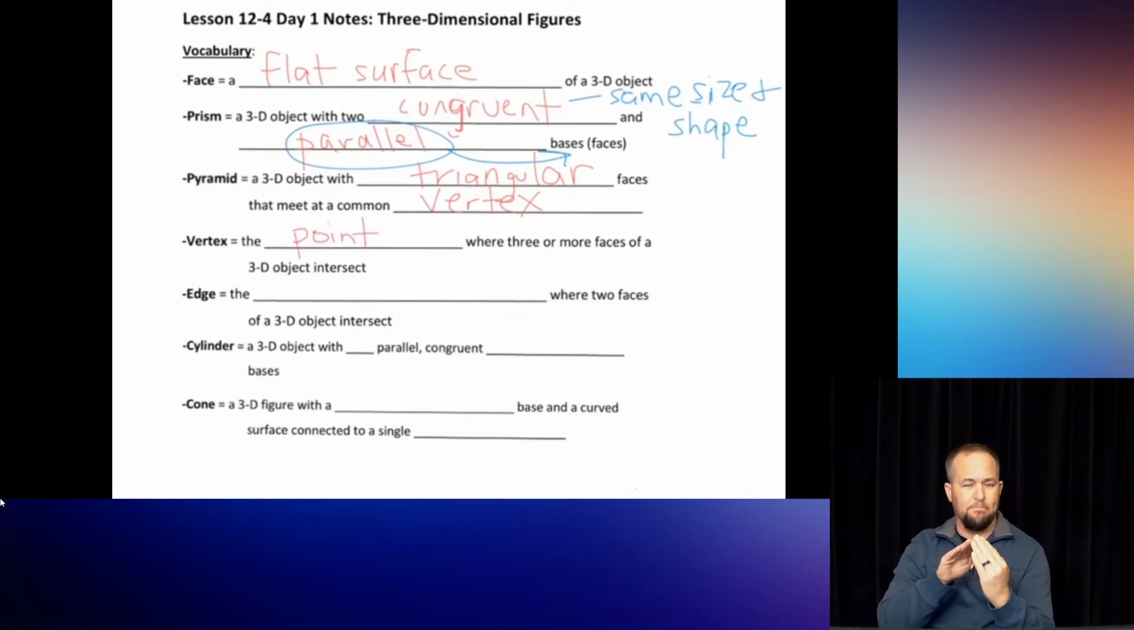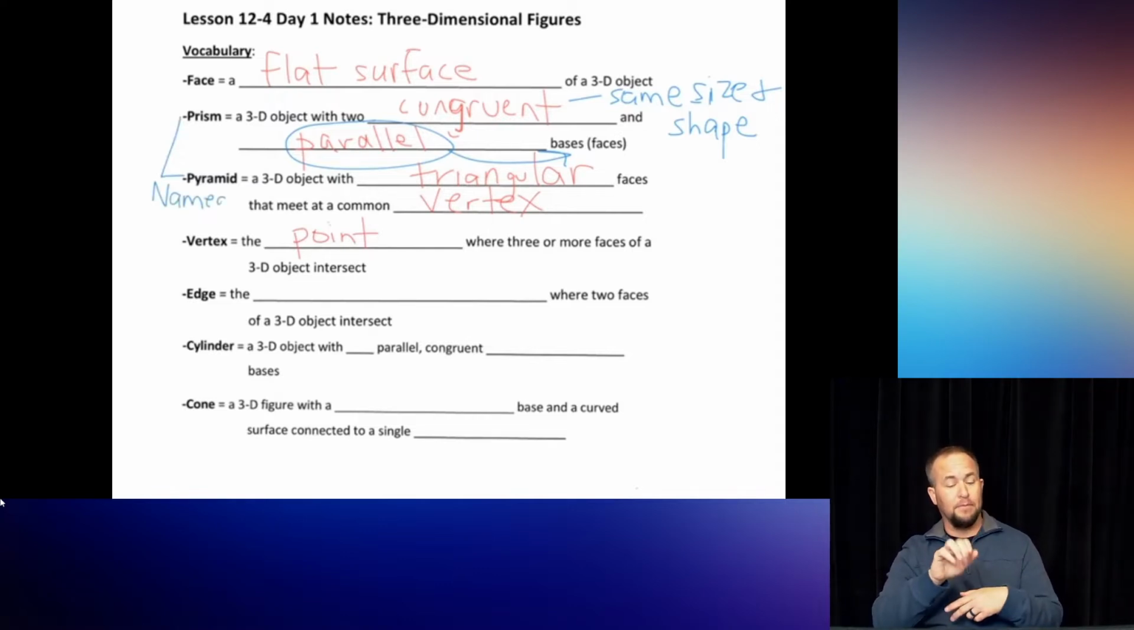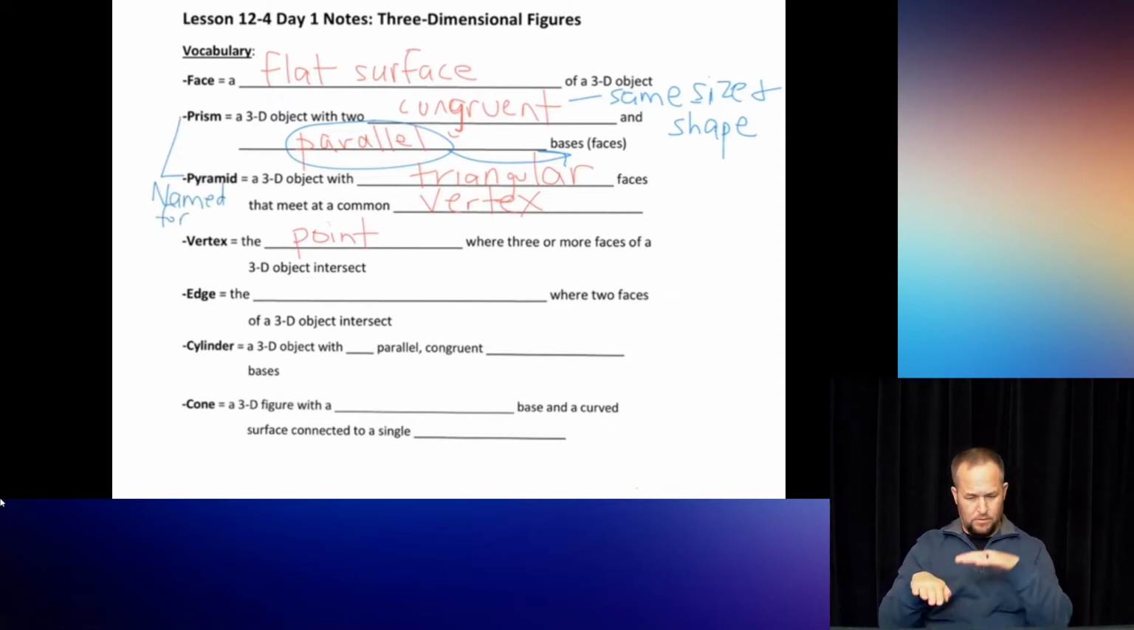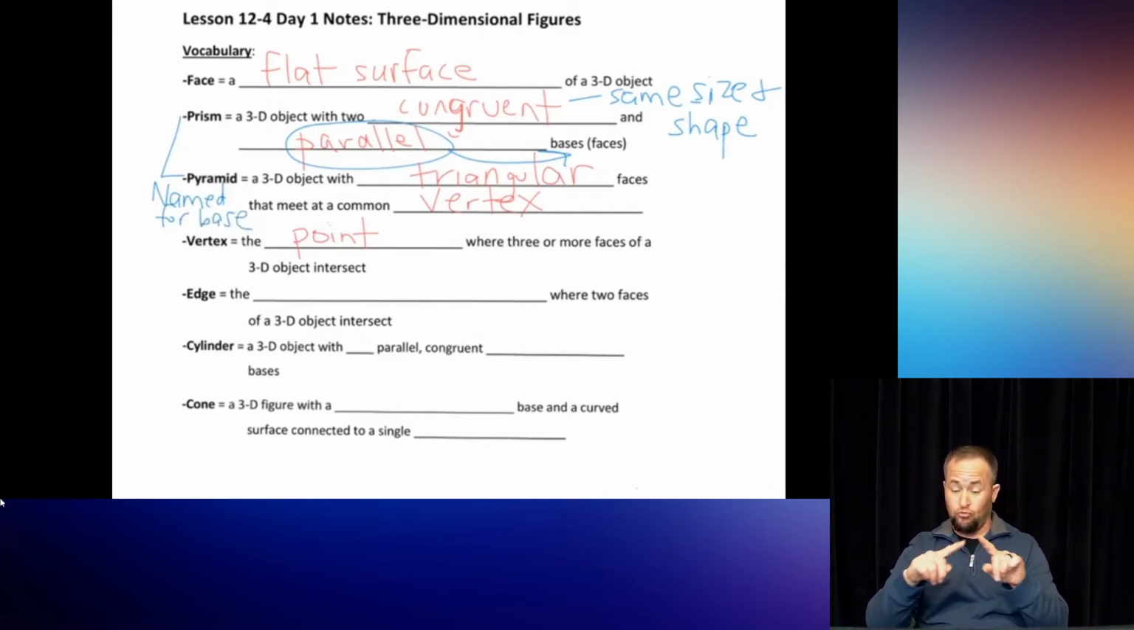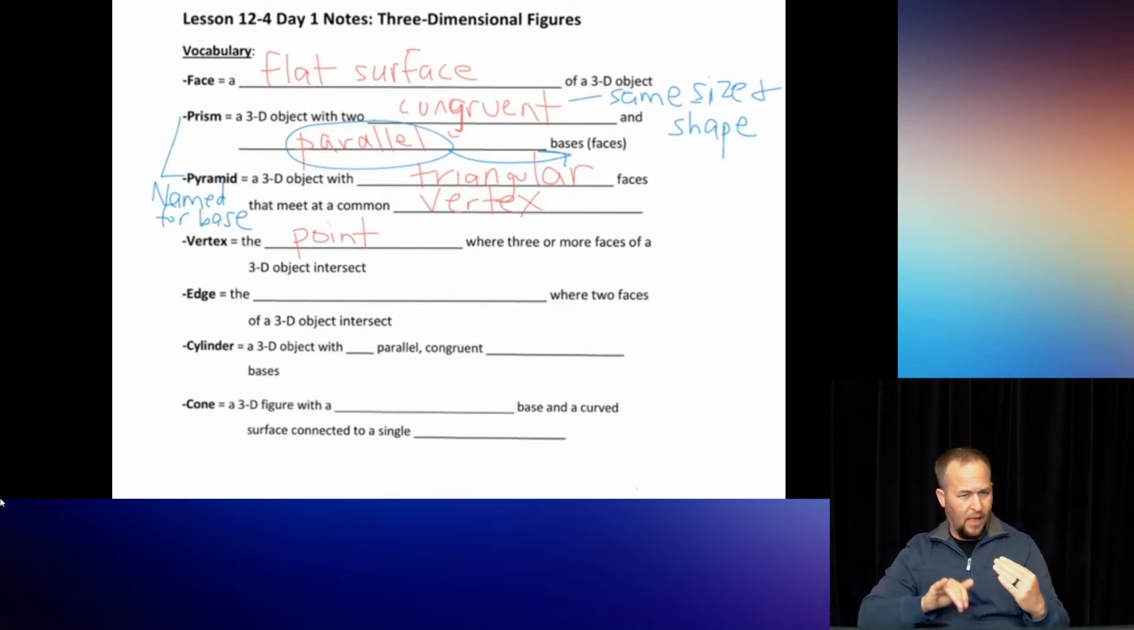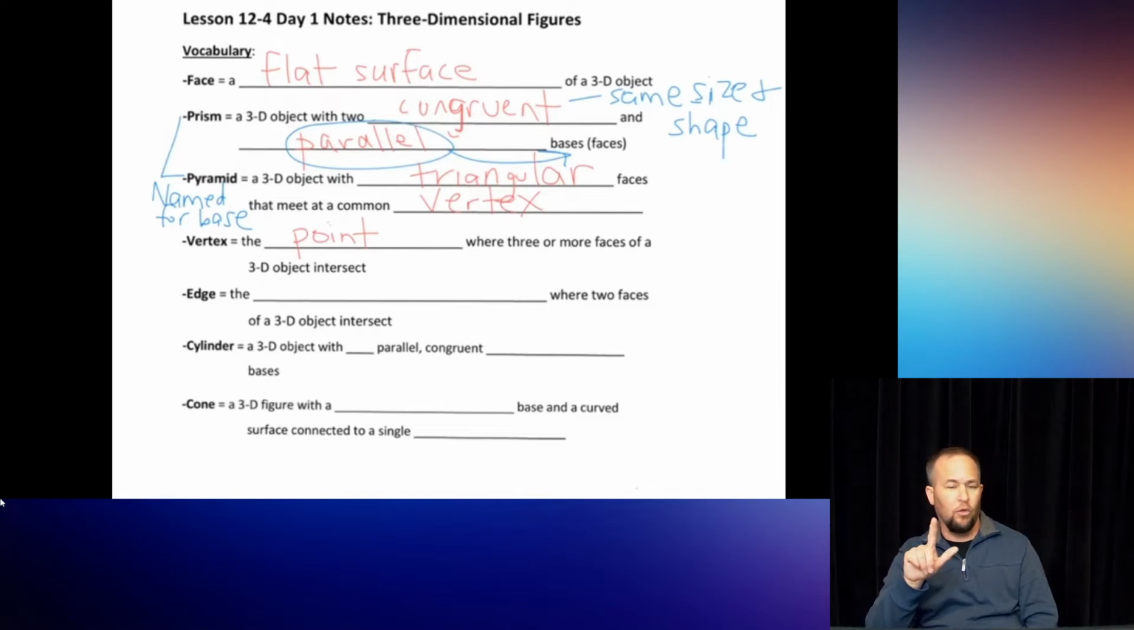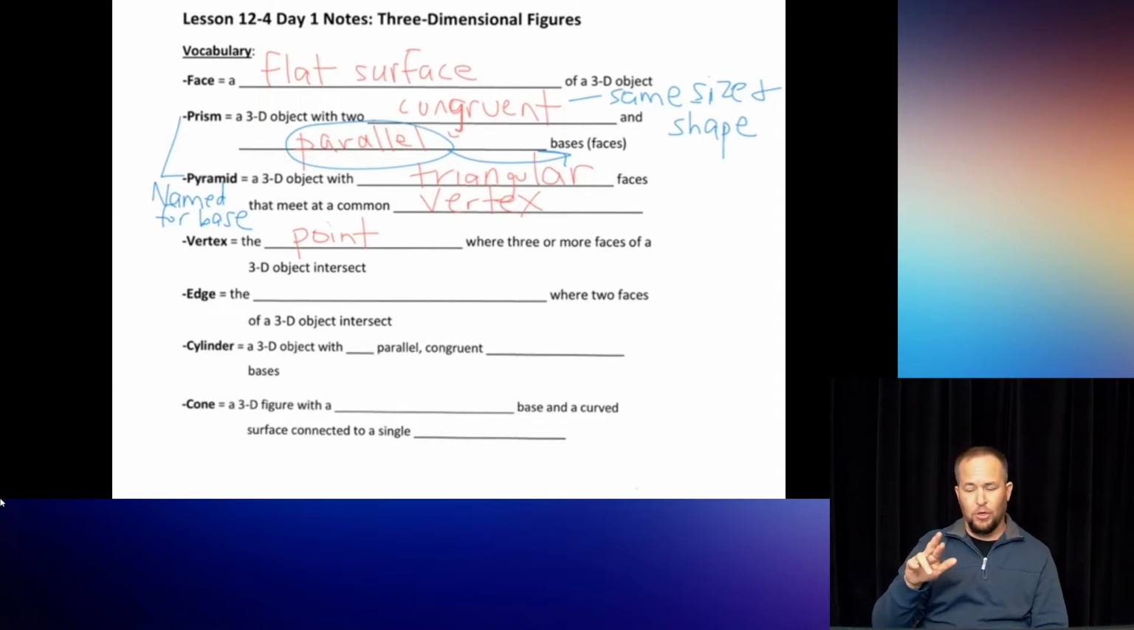Prisms and pyramids are named based on the base. So they're named for the base, meaning if the base is a triangle, it's a triangular prism or a triangular pyramid. If the base is a square, it's a square pyramid or a square prism. If it is a rectangle, it's a rectangular prism or rectangular pyramid. Those are the types we're studying this year, but it could be any shape. You could have a hexagon base, so it could be a hexagonal prism or a hexagonal pyramid. Any shape there at the end.